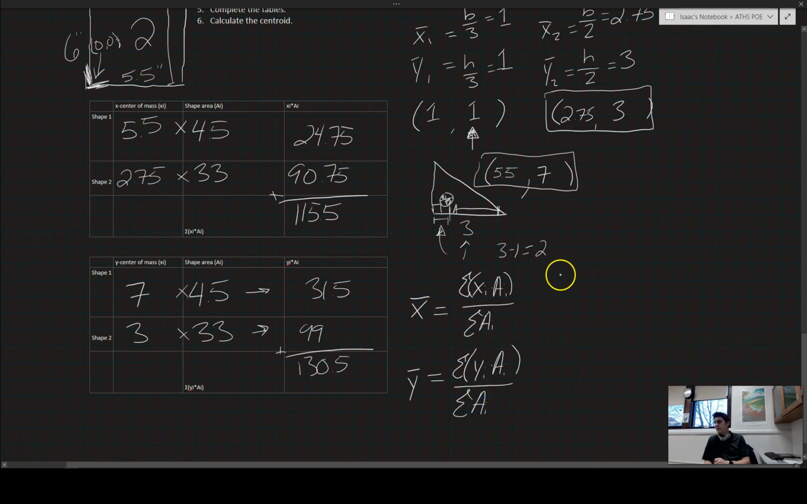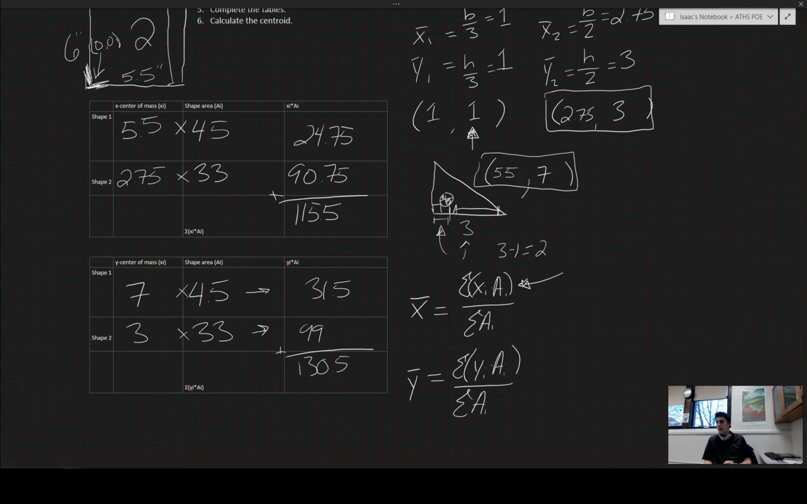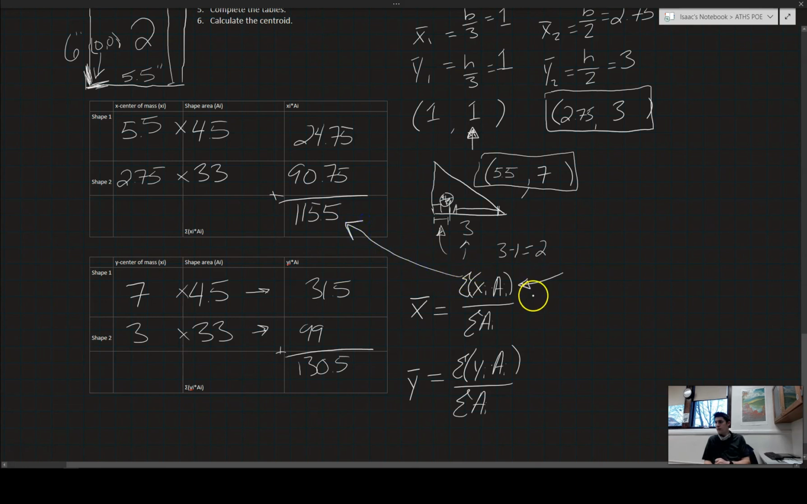So what do these things mean? Well, this is the center of mass for each individual shape times that shape's area, and then the sum of both of those. That's what we calculated right here. So for our x, I'm just going to plug that number in. That's 115.5.